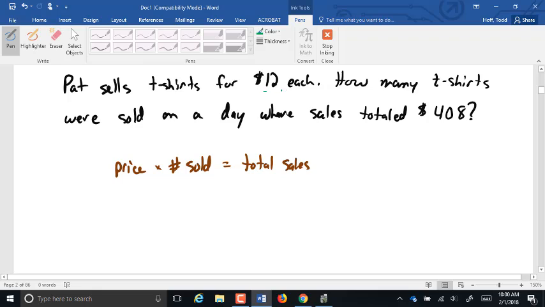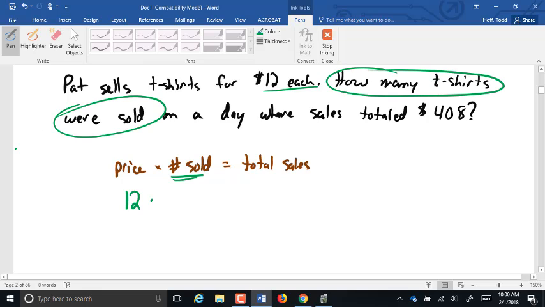We know the price is $12 each. The number sold, how many t-shirts were sold, that's what we're looking for. That's going to be our variable. We could use S or T or whatever. I'm going to put in X. X is the number of t-shirts sold. Total sales, we have that number, is 408.